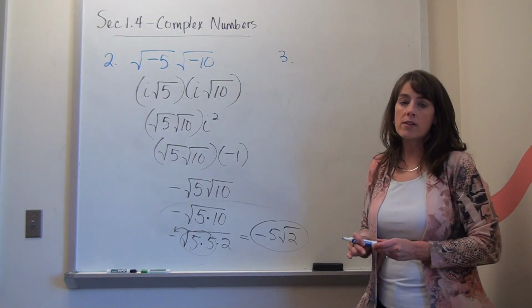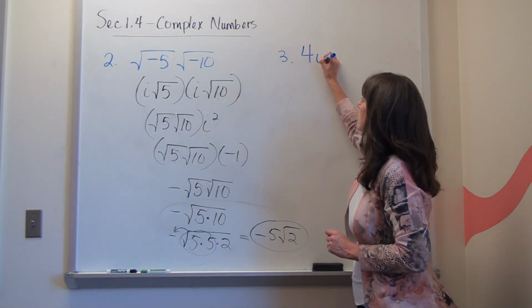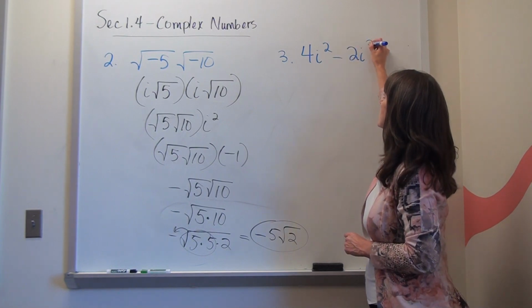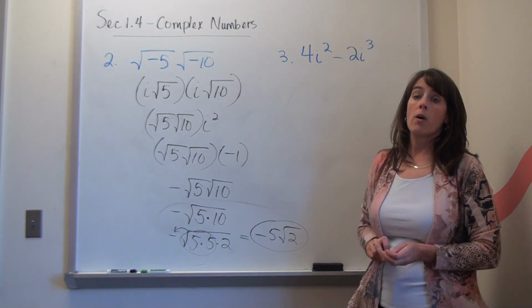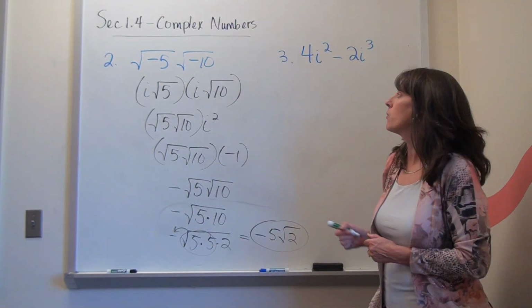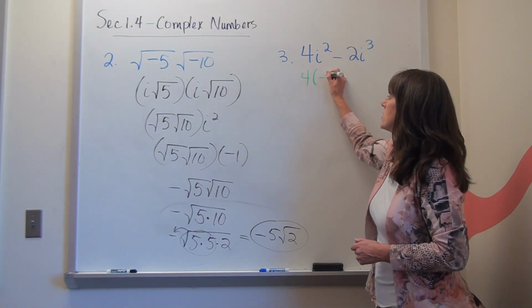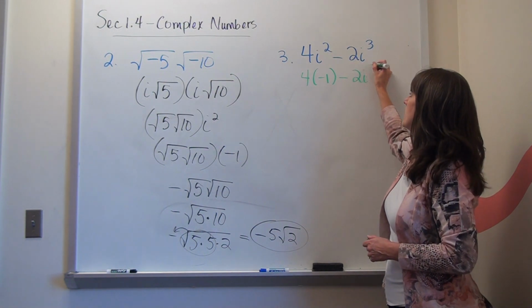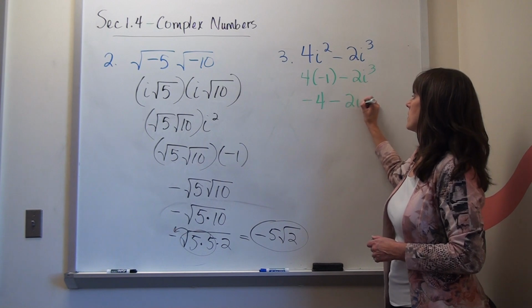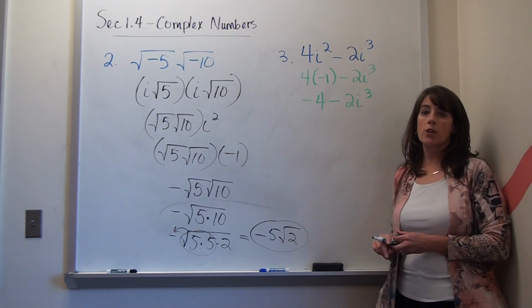Now, like I said, this allows us to evaluate. So let's say I have 4i squared minus 2i to the third. Well, I don't know about you, but as soon as I see that i squared, I immediately start thinking negative 1. So I'm going to go ahead and turn this into that negative 1. And I do know that 4 times a negative 1 is going to be a negative 4. But I've got to deal with this i to the third back here.